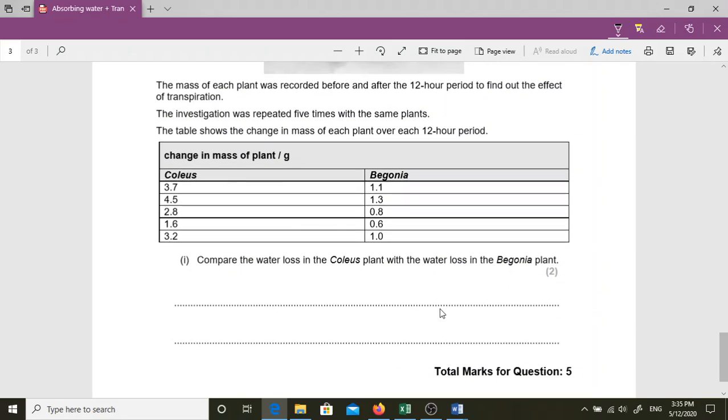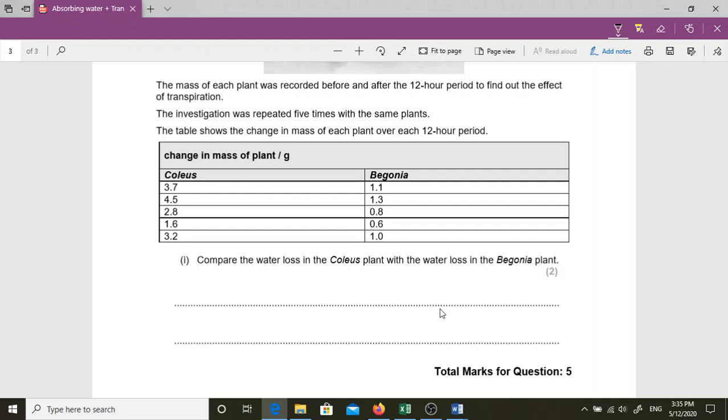The mass of each plant was recorded before and after the 12-hour period to find out the effect of transpiration. The investigation was repeated 5 times with the same plants. The table shows the change in mass of each plant over a 12-hour period. So we've got the change in mass in grams. We've got coleus and begonia, and they've done this 5 times, so we have 5 different changes in mass for coleus and for begonia. And then the question is, compare the water loss in the coleus plant with the water loss in the begonia plant.